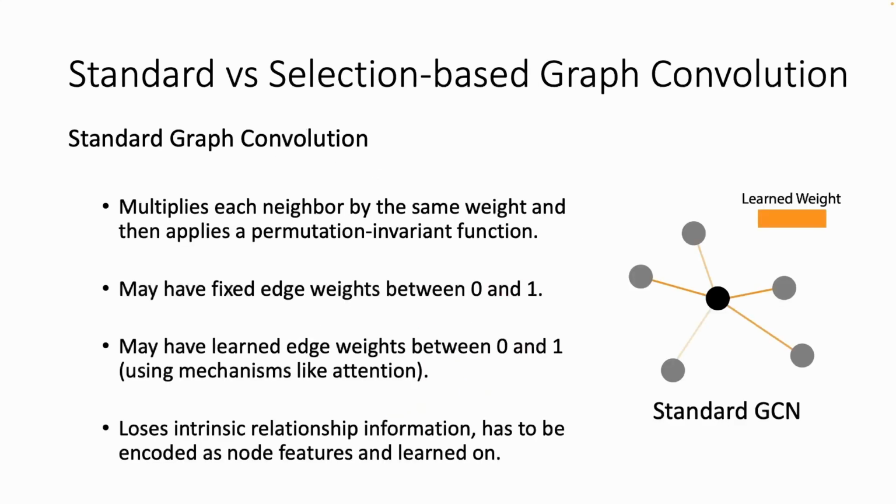Previous approaches have applied variations to the following standard setup. The network multiplies each neighbor by the same weight, and then applies a permutation invariant function to aggregate them. The network may have fixed edge weights between 0 and 1 to indicate the amount of influence between a source and target node. It may also have learned edge weights, using mechanisms like attention, but those weights still generally stay between 0 and 1. Overall, this structure loses intrinsic relationship information because relationships cannot be encoded in the edges. They have to be encoded as node features and learned on in the network.